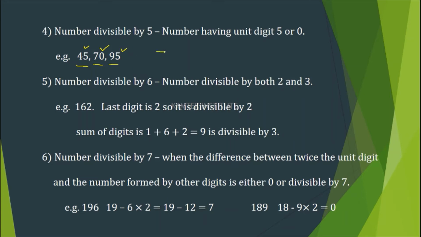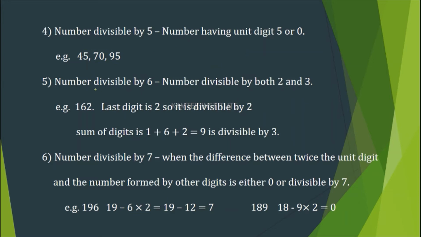Now if I have a number, say 71. Now 71 has 1 in the unit place, so it will not be divisible by 5. If I have a number, say 62. Now 62 has 2 in the unit place, so again it will not be divisible by 5. Okay?